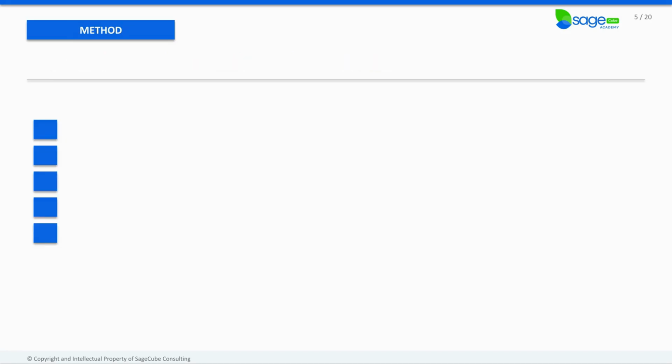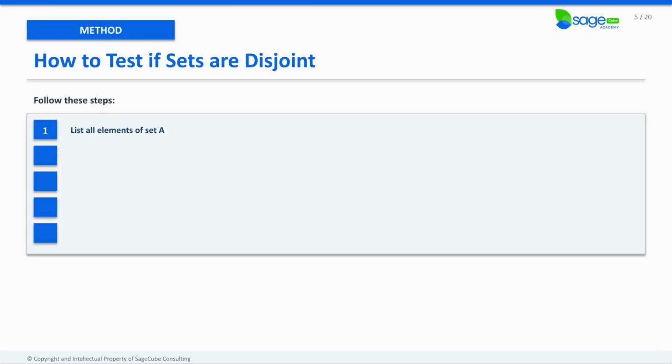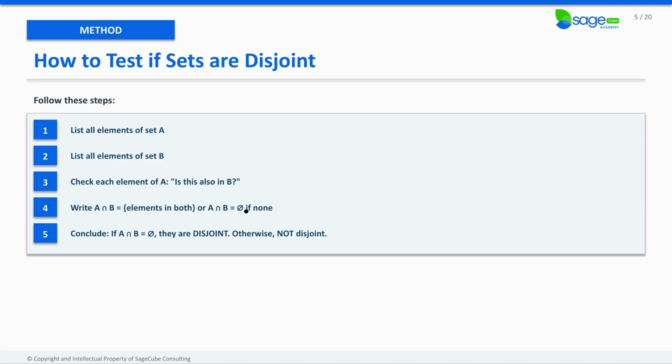So here's a step-by-step method to apply that test every time. Okay, so 1, list all the elements of A. Then list all elements of B. Then what do you do next? You check each element of what? A, to see if this element is also in B. Therefore, you write the A intersection B equals those shared elements, or empty if what? None. Then 5, you conclude if what? A intersection B equals empty, disjoint.